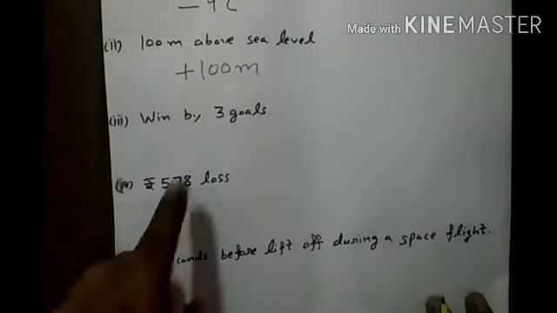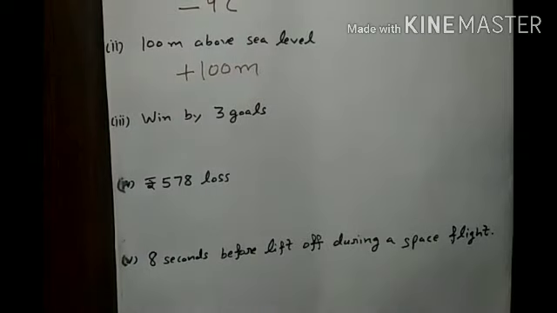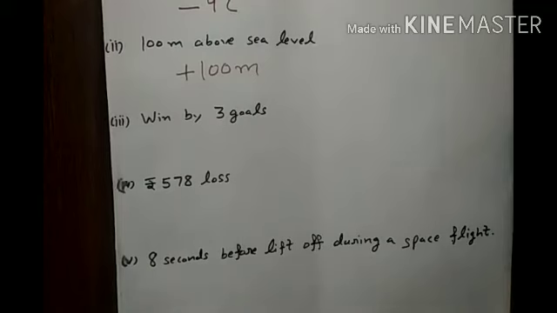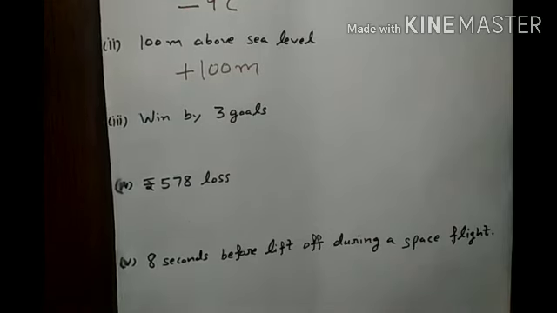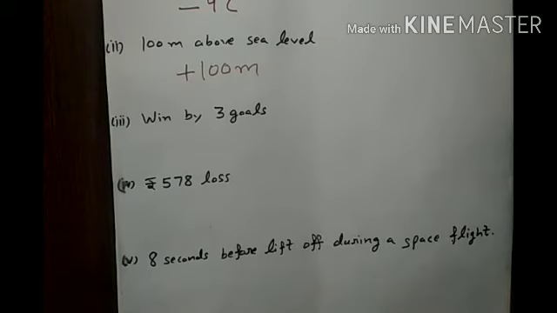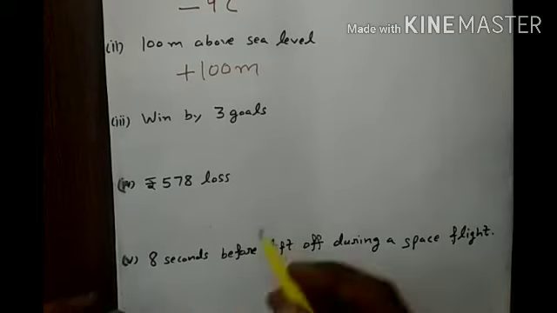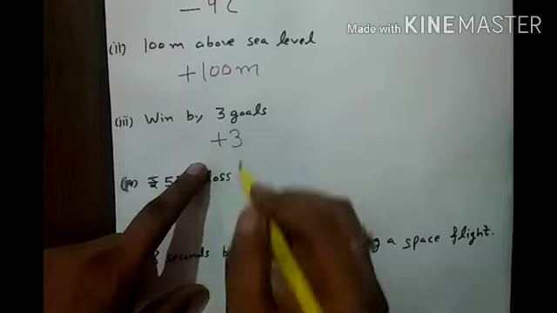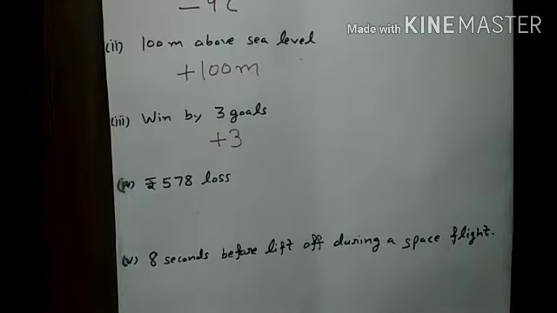Now, win by 3 goals. Winning position is somehow a gain position. When we are getting something, we are not losing something. So when we are getting, we are adding something. Now therefore when we are going to add, then we are going in the positive direction. So win by 3 goals, so plus 3 will be the required integer.